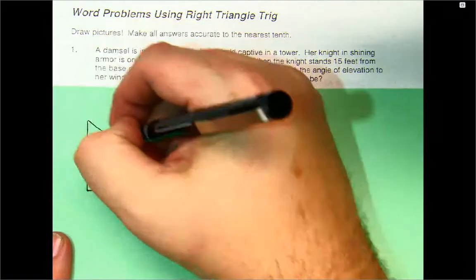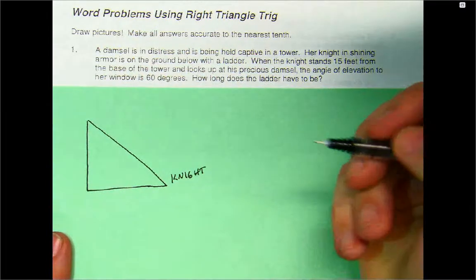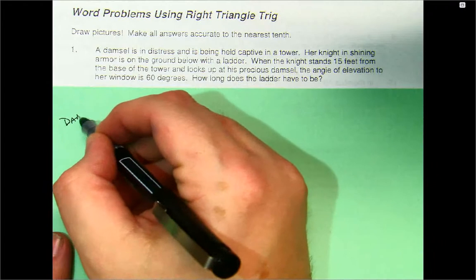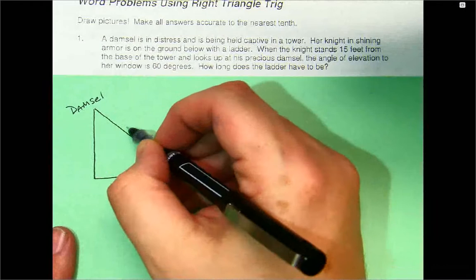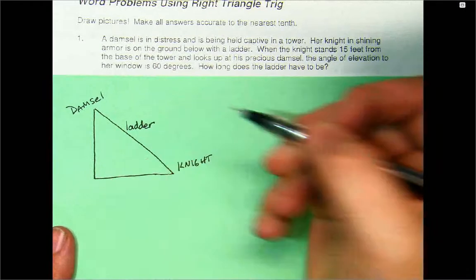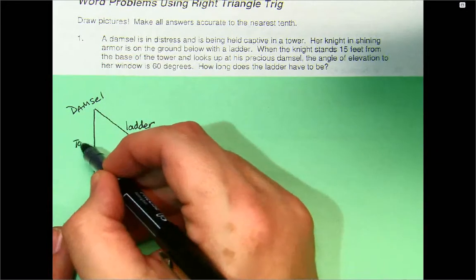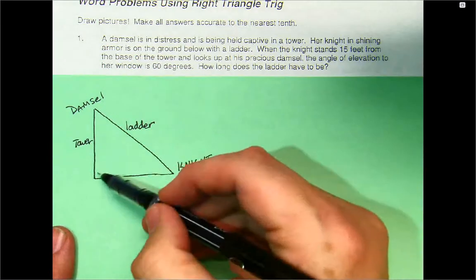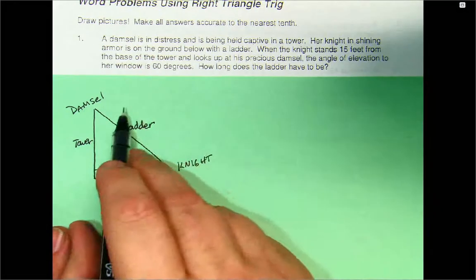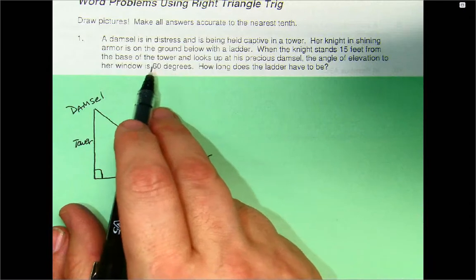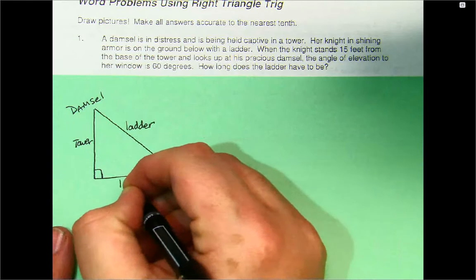And it's going to be a right triangle, because here's the knight. There's the damsel. There's the ladder. Now, what angle does the tower make with the ground? 90 degrees. Now, how far away are we? 15 feet. We're 15 feet from the tower. So there's 15 feet.